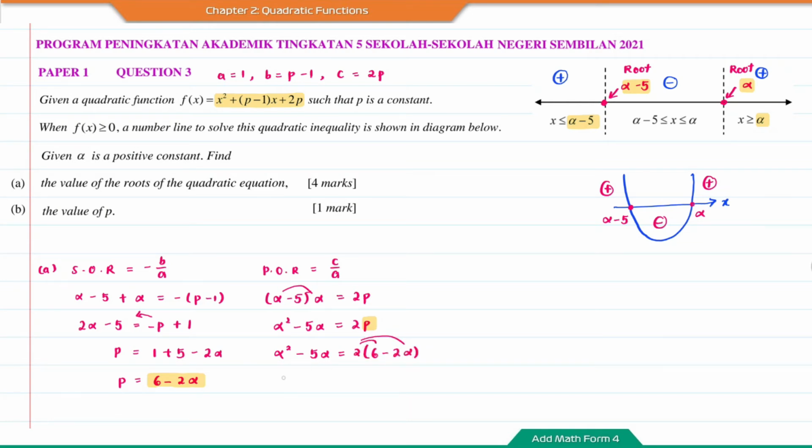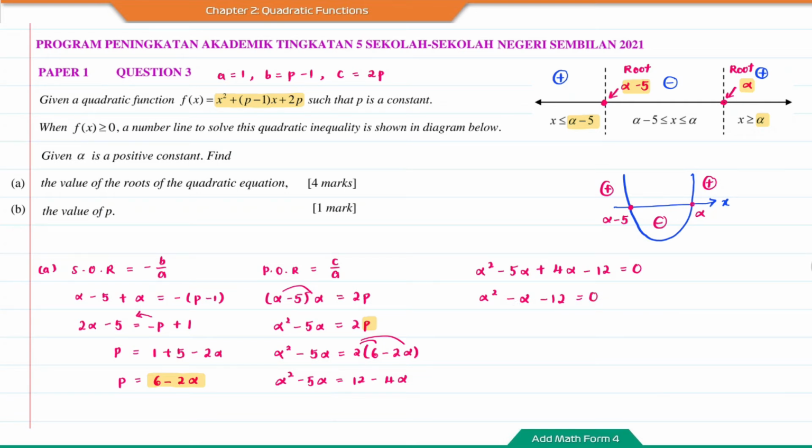So expand for this part. 12 minus 4 alpha. So this one, I'm going to write it on top here. So I'm going to move everything to the left hand side. So alpha minus 5 alpha plus 4 alpha minus 12 will be equal to 0. So negative 5 alpha plus 4 alpha is negative 1 alpha.